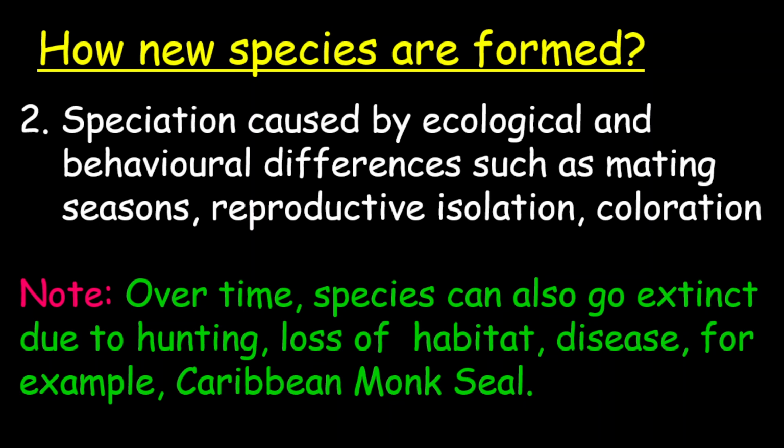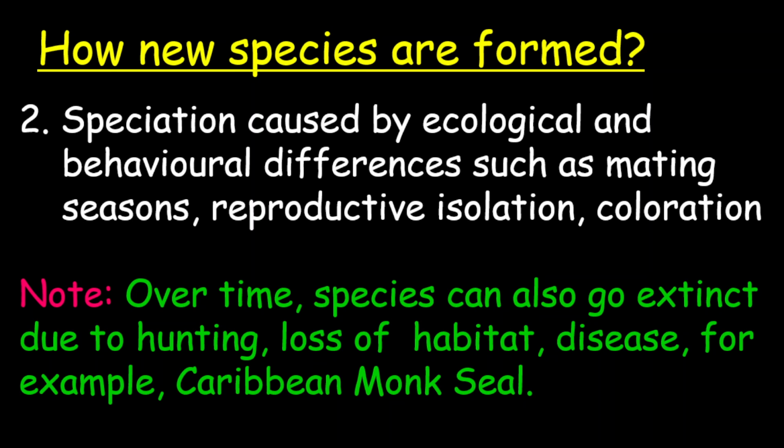For example, we're talking about mating season. Not all animals will mate or have a mating season at the same time. So when one is mating probably in the winter, another is mating in the summer, and so there's no chance for them to come together and mate. So that again causes a difference in species. You're going to stay with your gene pool. So we have two different species occurring at the same time.